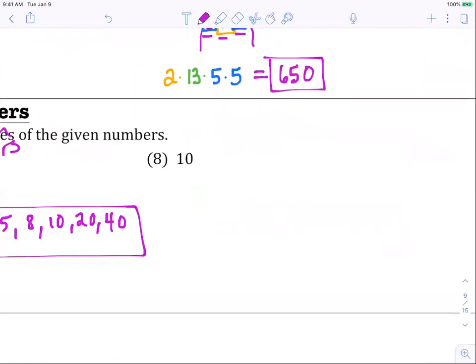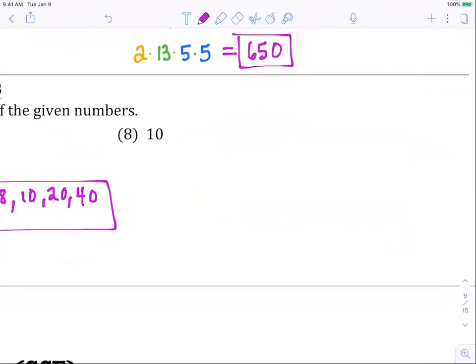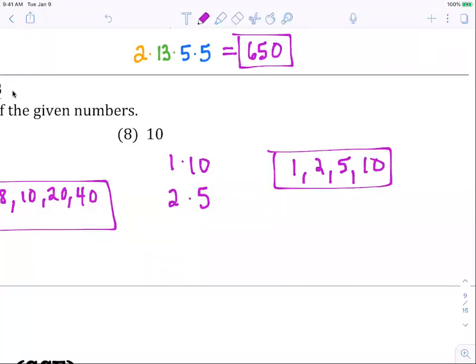So now you get a chance to do it on your own. Pause the video and try example 8 on your own. You should have gotten all the factors of 10 should be 1, 2, 5, and 10. You'll notice that if you try dividing by really any other number out there, it always produces a decimal, and those are not considered factors.